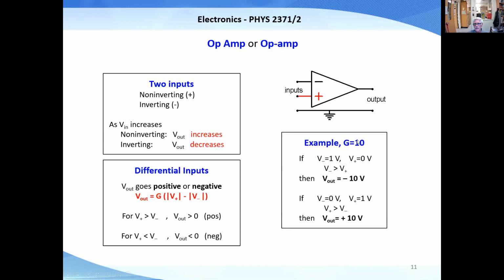Here's an example with a gain of 10. If you put 1 volt on the negative input and 0 volts on the positive, you get an output of minus 10 volts. Whereas if you switch the inputs around, with 1 volt on the positive one and 0 on the negative, you get plus 10 volts out, if you have a gain of 10.